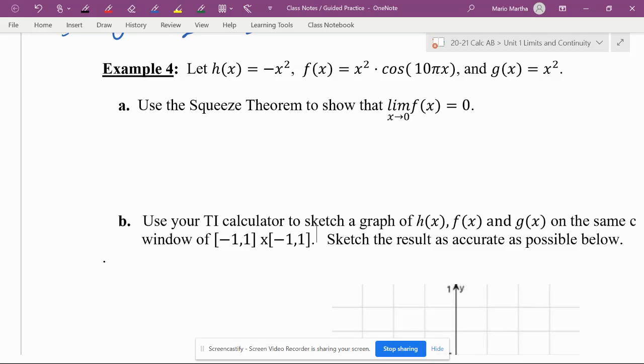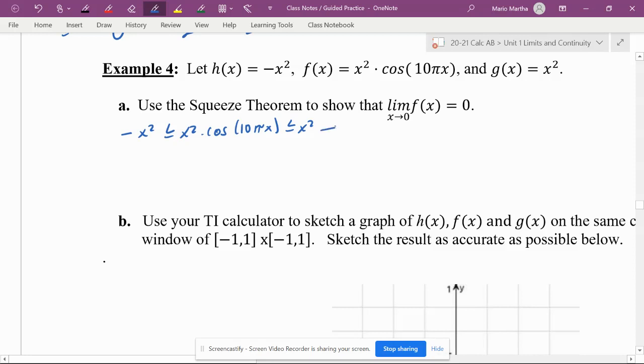You can call it the squeeze theorem. You can call it the sandwich theorem too, because it's pretty much the same thing. So we just have to write our first statement, which is negative x squared less than or equal to x squared times cosine of 10 pi x. And then we know that's less than or equal to x squared.